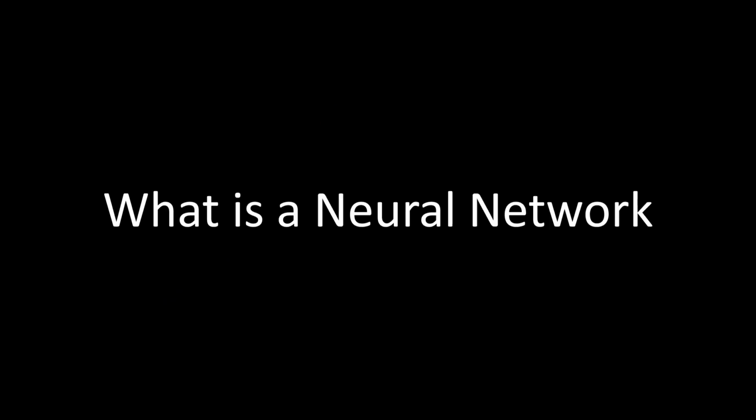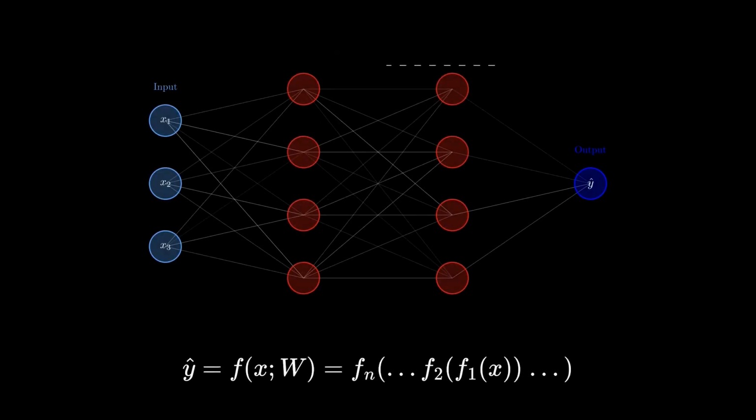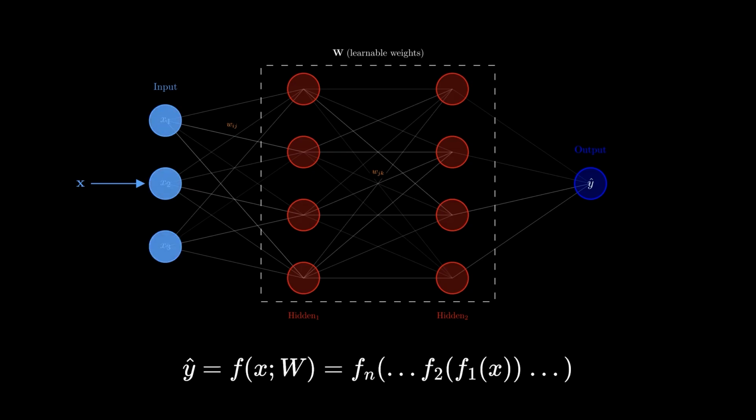What is a neural network? It is a massive function made of many smaller functions stacked together with learnable parameters, or weights. It takes input data, performs some operation using the weights of the neural network, and outputs the result.